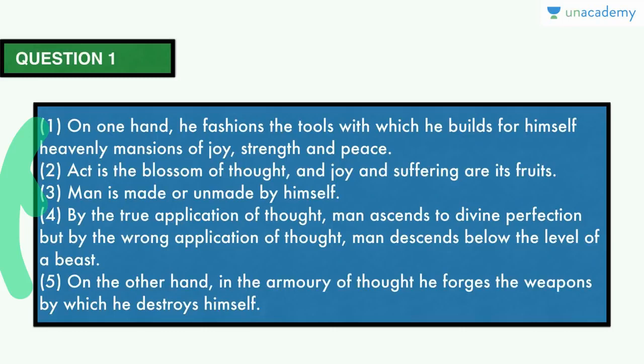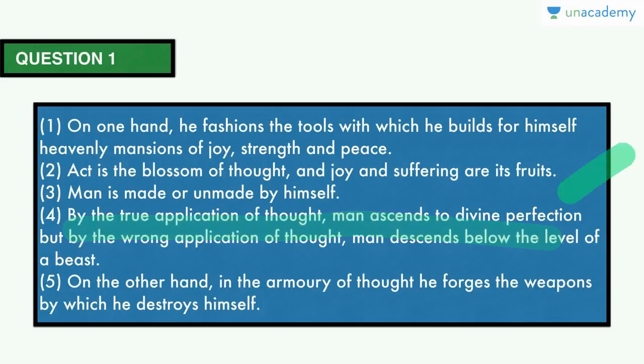One thing that you can notice is that I read the sentences aloud over and over again, which gives me an idea of what would be suitable if we were actually writing it. If we are conveying it to somebody, how would we want it to be? That is one thing that has helped me. So we were at one hand and on the other hand. Act is the blossom of thought, and joy and suffering are its fruits. By true application of thought.